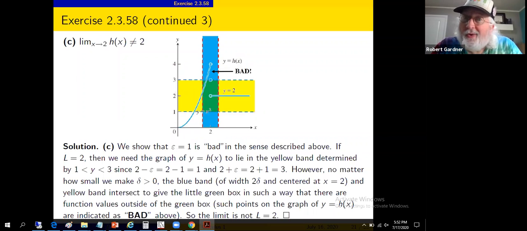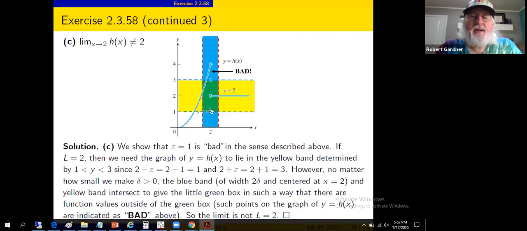I mean, it can touch it at a corner maybe, but it can't go out of the top or the bottom of the green box. This goes out of the top of the green box. These are bad values. These points don't lie inside the yellow band or inside the green box, if you like. And no matter how small you make delta, we'll still have these points over here. A piece of it's in there, but a piece of it isn't, and that's the problem.